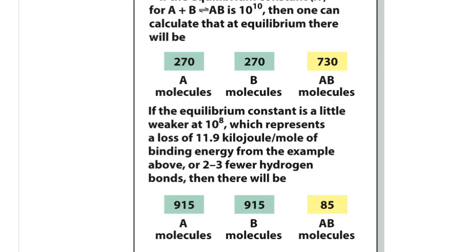Now some of you might be looking at this and going, wait, 10 to the 10 is a big number, right? How do I get here? I should have almost everything be AB, right? And 10 to the 8 is a big number. How do I get to this? That is a really good question, and we're going to look at it and see how the math works out.